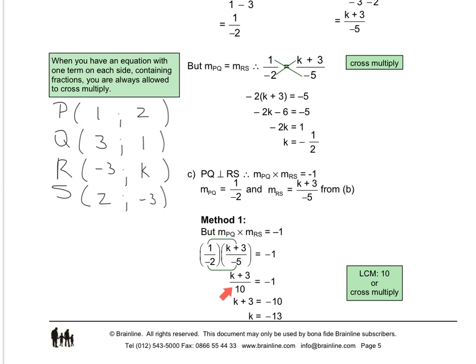Then to get rid of the division by 10, we have to multiply by 10 on both sides. Then minus 1 times 10 is minus 10 on the right-hand side. To get k alone, we have to take the plus 3 over, which becomes a minus 3. So minus 10 minus 3 gives me k equal to minus 13.